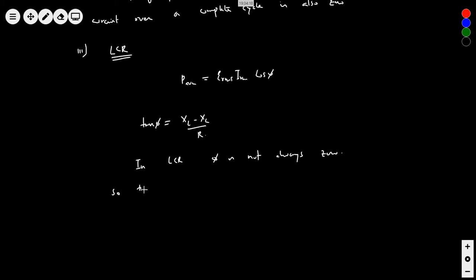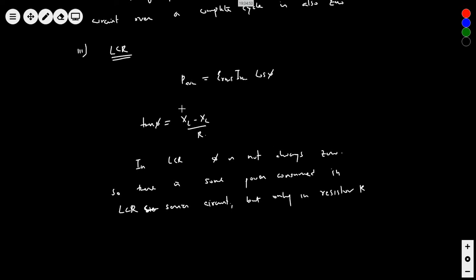So there is some power consumed in the LCR series circuit. But where is it consumed? Only in the resistor R. That's it.